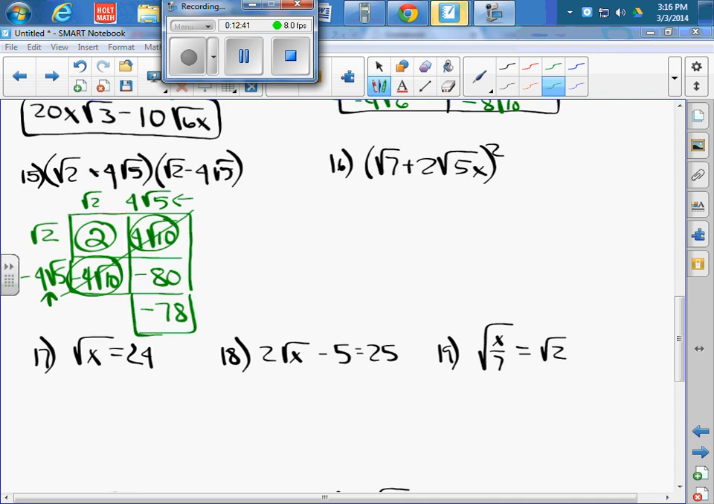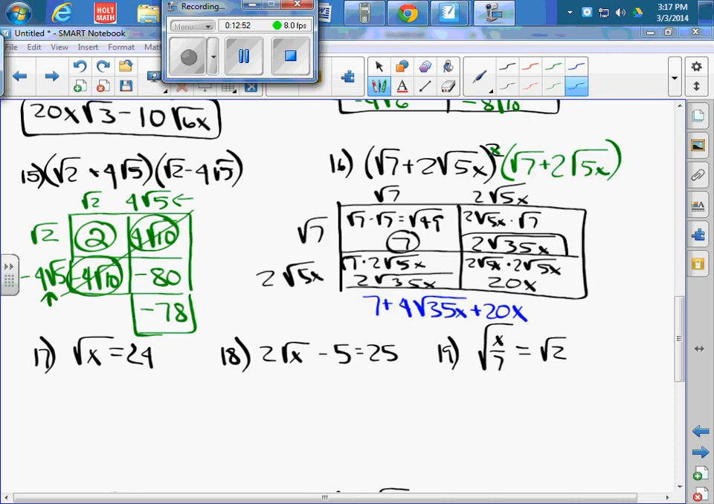Keeping in mind that number 16 is another window pane, so you're going to do your boxes again. Try this one on your own. Pause the video. Let's see if we both come up with the same answer. And what I came up with on this one would be 7 plus 4 radical 35x plus 20x. That one was kind of a tough one. But if you have any questions on that, we can talk about that in class.